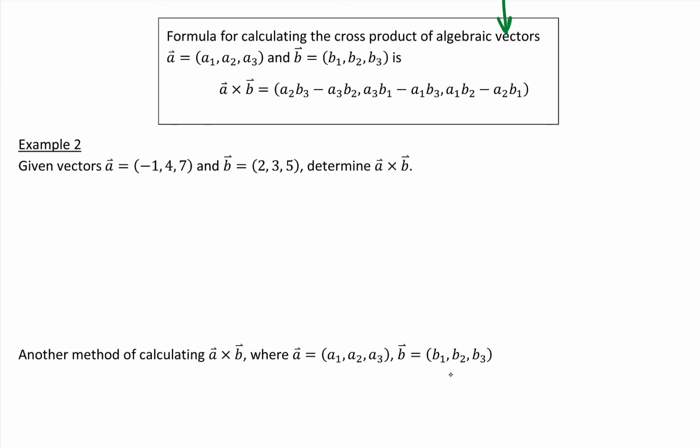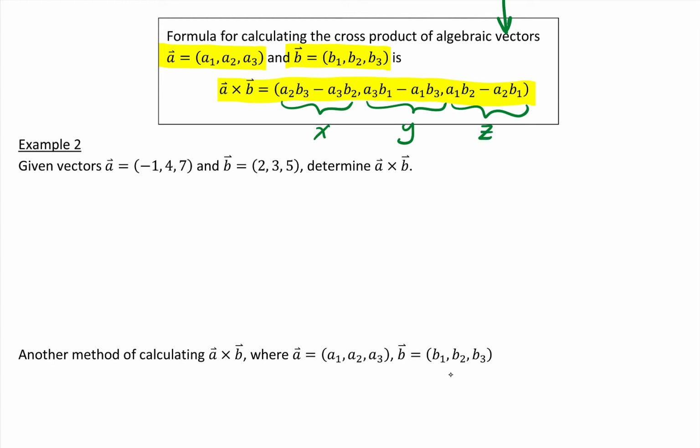Normally we would develop the formula for the cross product, but just to save some time, I'm going to give you the formula, and if you want to know more about it, let me know. The formula for calculating the cross product of algebraic vectors, given A is A1, A2, A3, and B is B1, B2, B3, is the following. A cross B is equal to this formula right here. Notice it's split into 3 parts: there's your x component for your vector, there is your y component, and there is your z component.